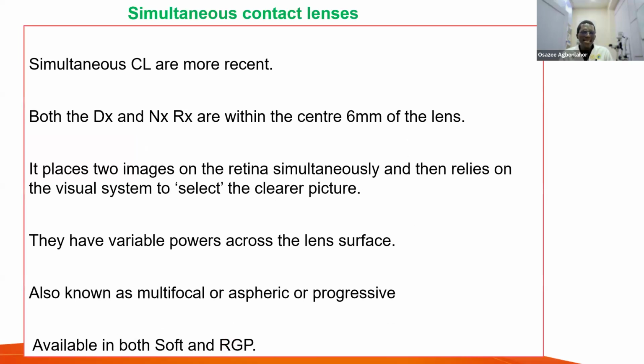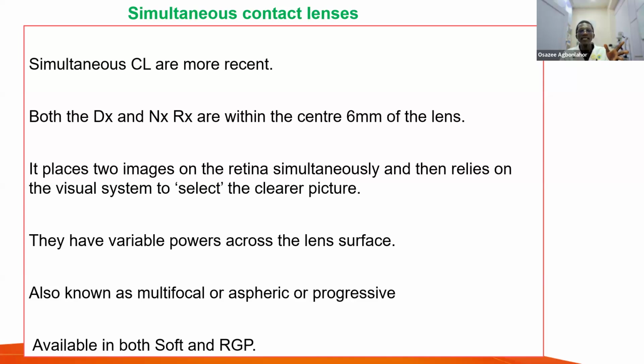They have both distant and near prescription within that 6 mm optical zone of the contact lens. Remember, we have the optical zone that carries the power. Then we have the limbal zone. Then we have the skirt or the outside zone. That place is non-optical. Anything can be there. So what they do is that they pay attention to the 6 mm optical zone where the power is. So for this kind of contact lenses, you have both the distant portion and the near portion there.